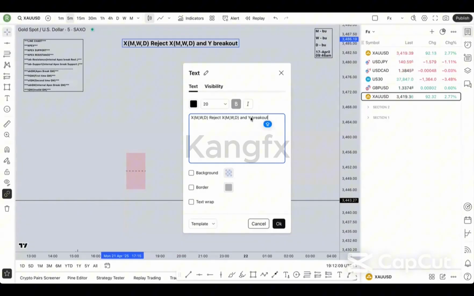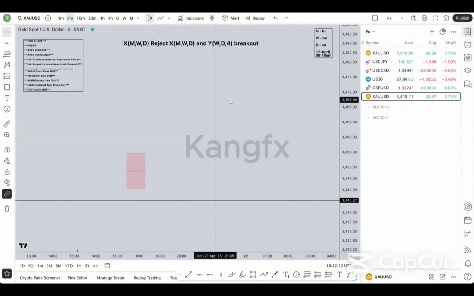Then the Y there, for the Y we can have weekly, daily, and 4-hour. That's for the Y. Now the X stands for the higher time frame, while the Y stands for a lower time frame. That's why I said X rejects X and Y breakout. So how are we going to get that?